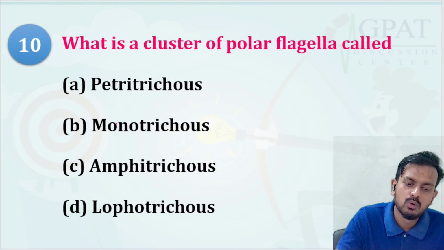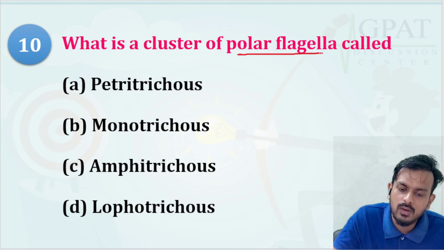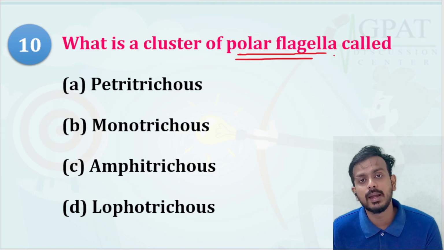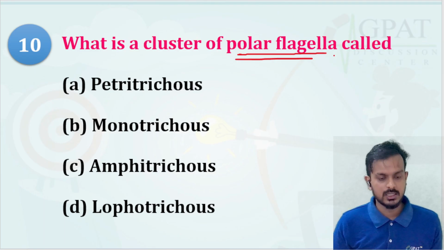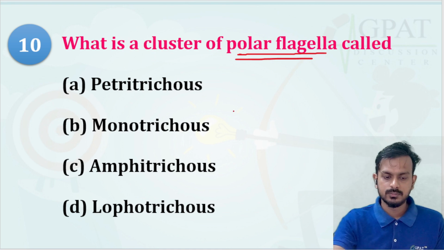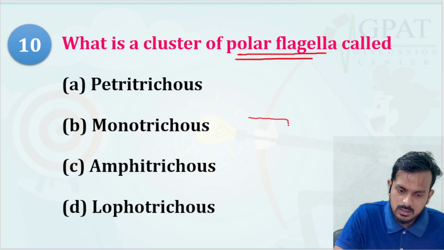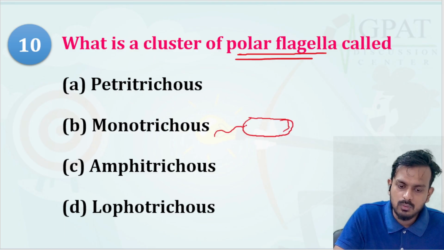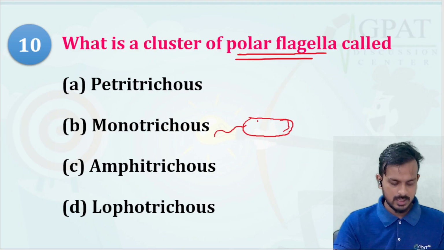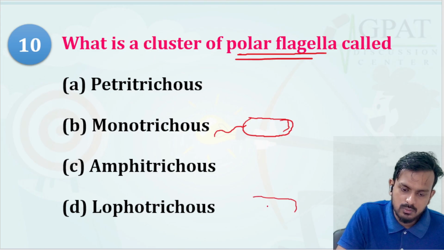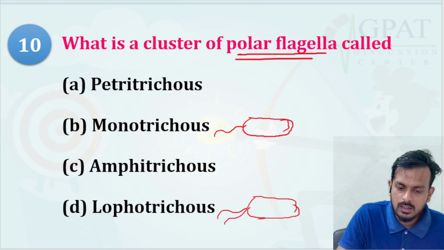Moving to the next question. What is the cluster of polar flagella? If you remember, we have classified the bacteria on the basis of their flagella. One is monotrichous. Monotrichous means there is a single flagellum at one end. Next is lophotrichous. Lophotrichous means a cluster of flagella at one end.